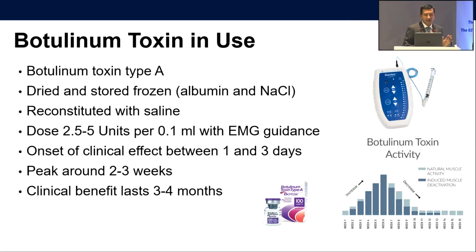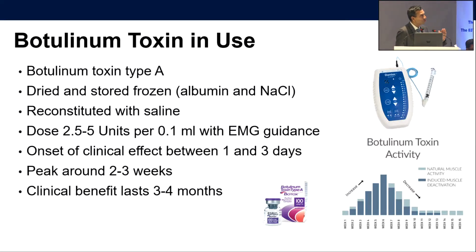So there are various forms of toxin. I use Botox because I was trained in Manchester. That's what we used then. But we also use Dysport or Xeomin. The difference is the dosage. So for the Botox, I use no more than 5 units at the max, maybe mostly 2.5.